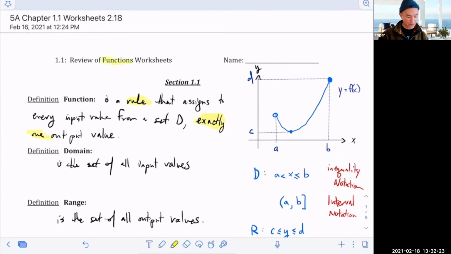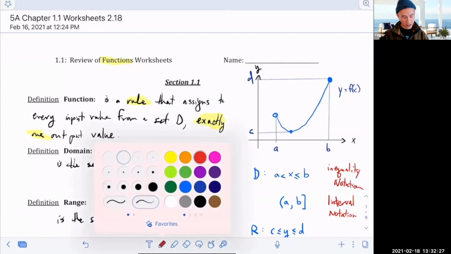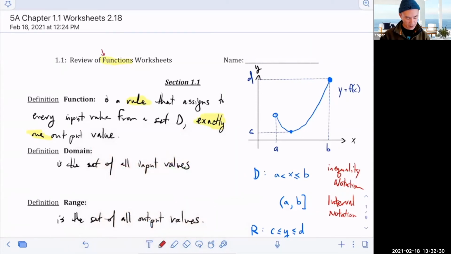In case it wasn't obvious, I wanted to make it totally obvious: the reason why we're talking about functions is that these are the main mathematical objects that we work with in calculus.